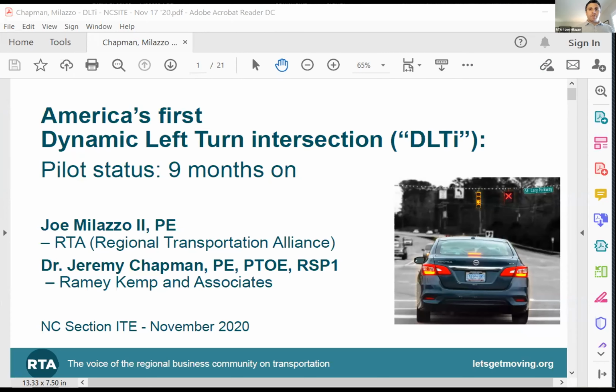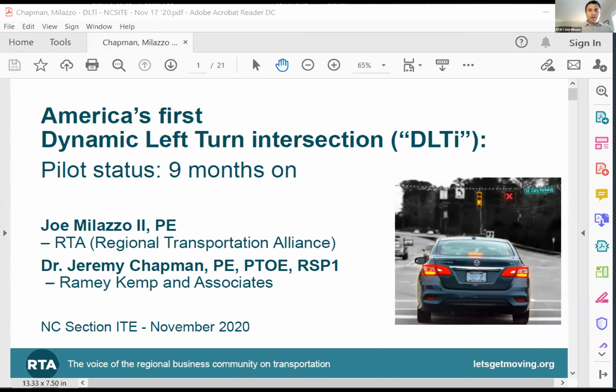Well, welcome everyone to the final presentation for the Evolving Intersections track this morning. This is development and evaluation of the dynamic left turn on your agenda. You see on the screen, America's first dynamic left turn, pilot status, nine months on. You've heard from Joe in the introduction, very kind, for myself and my colleague Jeremy. A couple quick thank yous: Sarah, Sarabia and Kevin for the planning and moderation.